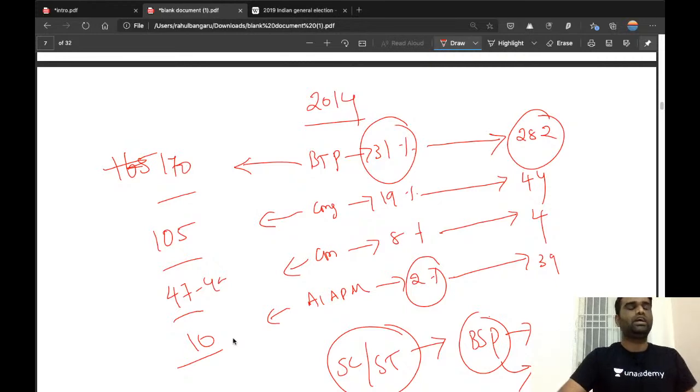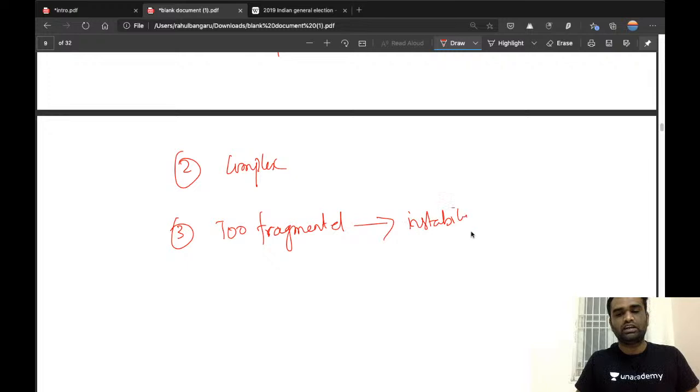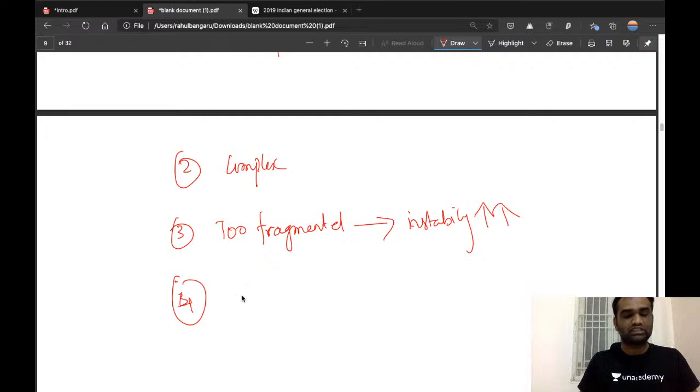There will be a large number of political parties. So what will it create? The political parties will become too fragmented. The seats will become too fragmented. As a result of that, instability in government will increase. Now the fourth disadvantage is that the proportional representation system will be too divisive.